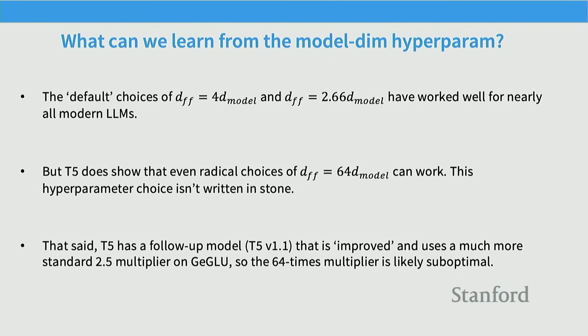That said, I think the really funny epilogue to this story, right, is that T5 has a follow-up model called T5 v1.1 that's improved, and it uses a much more standard 2.5 multiplier on GEGLU, right? So you can read between the lines and say, maybe they looked at the original T5 and said, actually, maybe we want to walk back that 64 times multiplier and pick a more standard one, and they did end up with a better model. So, cool.